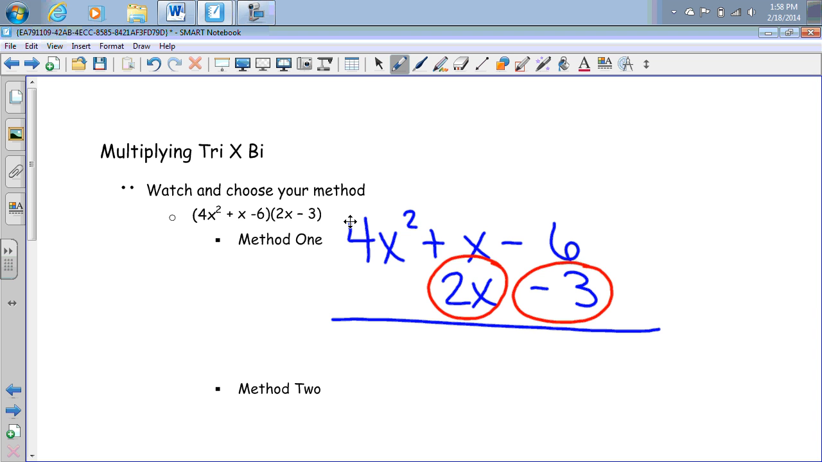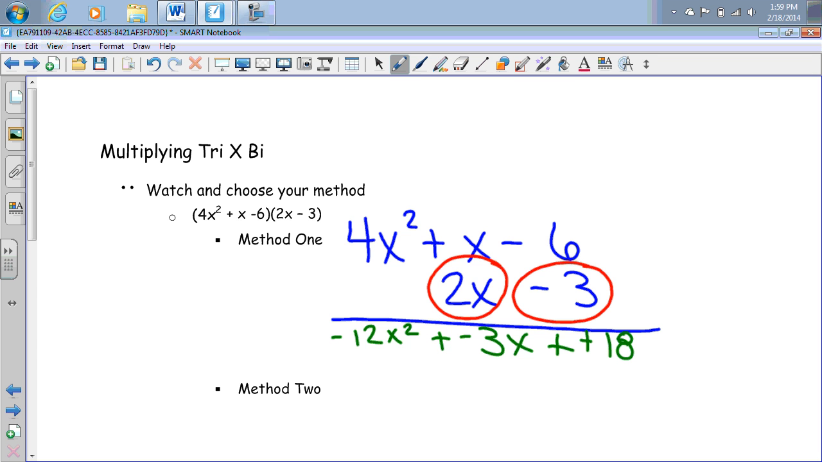So I'm going to do that in green. And I'm going to start with, which one would you like to start with? Negative 3? Okay. So I'm going to take negative 3 times each term in 4x squared plus x minus 6. So negative 3 times 4x squared would be negative 12x squared, plus negative 3 times x is negative 3x, minus negative 3 times 6 is negative 18. You might want to say, well, I'd rather just be minus 3x and plus 18. And that's perfectly fine. I'm going to go ahead and change that to a plus 18. And I'm going to leave it plus negative 3x.